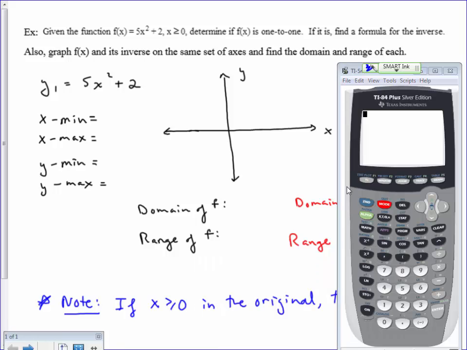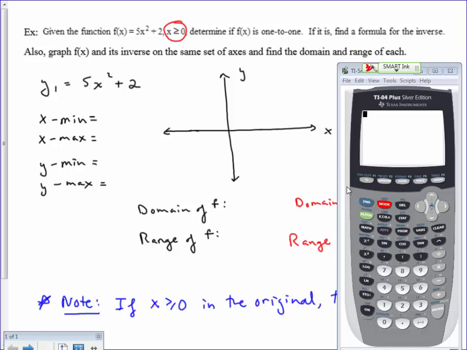For this example, we have been asked to do a variety of things. This function is 5x squared plus 2, but we have a restriction on its domain, and that is that x must be greater than or equal to 0. One of the first things that the example asks is to determine if f of x is 1 to 1.